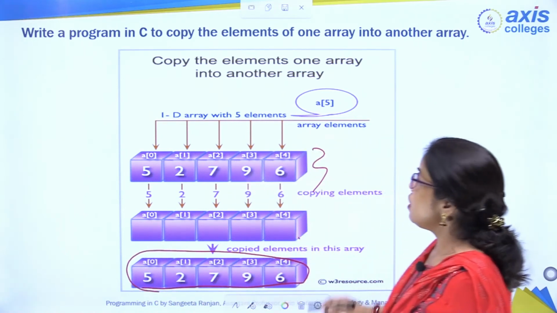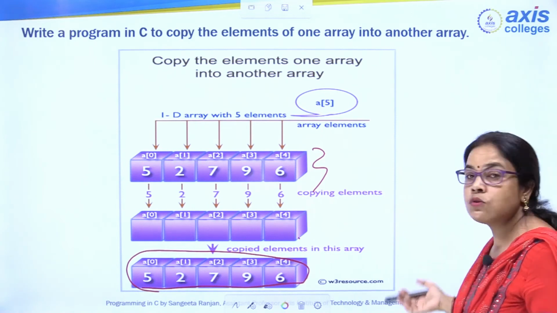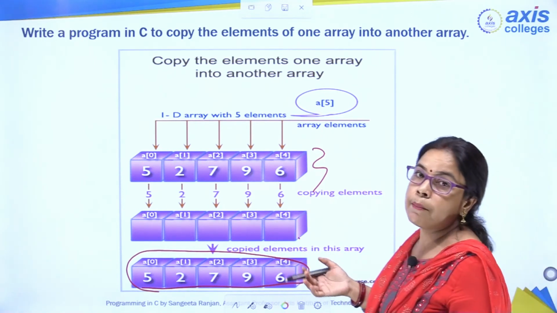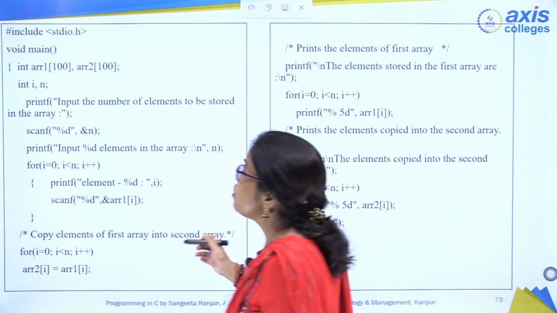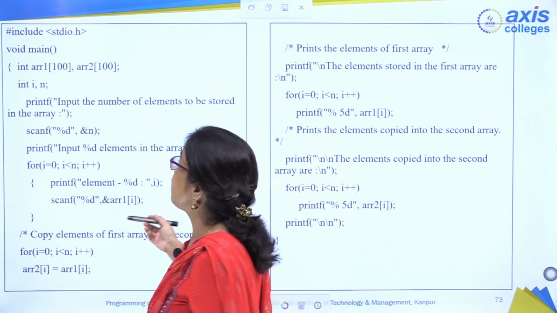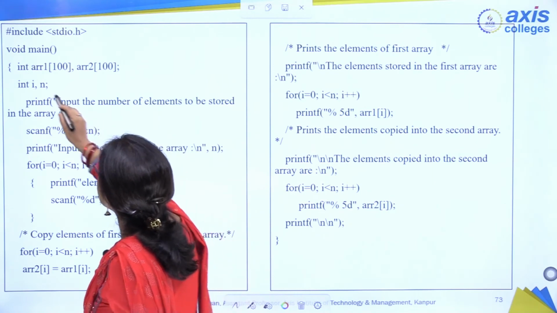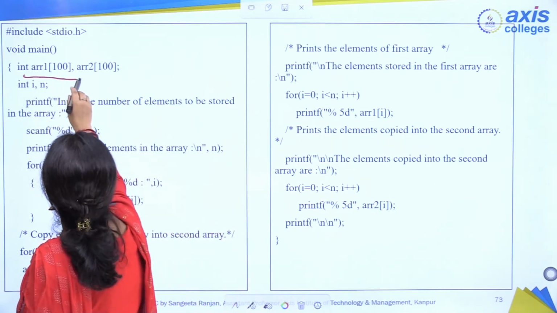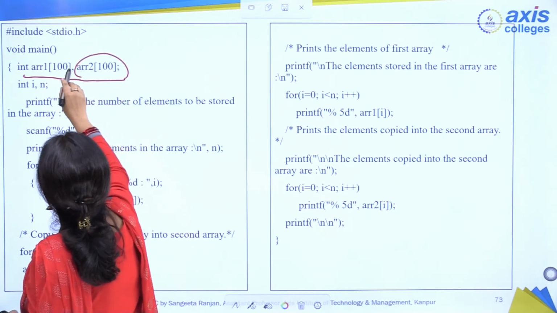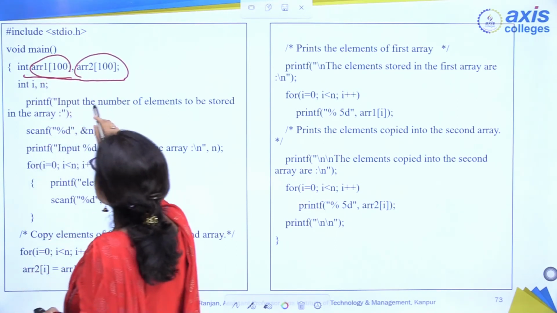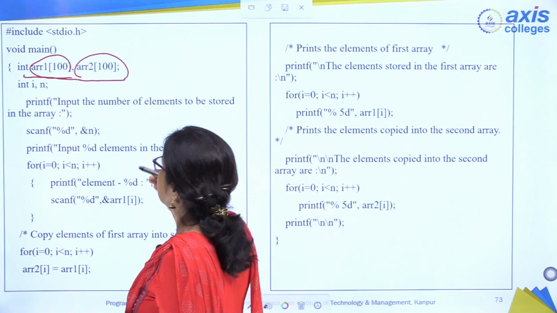In this way, here is the theory. On the basis of this theory, we can apply the program or write the code. Here is the code written to copy one array to another array. First of all, we have taken two arrays, array 1 and array 2, of size 100 and 100, so that we can fill the maximum number of elements in the array.